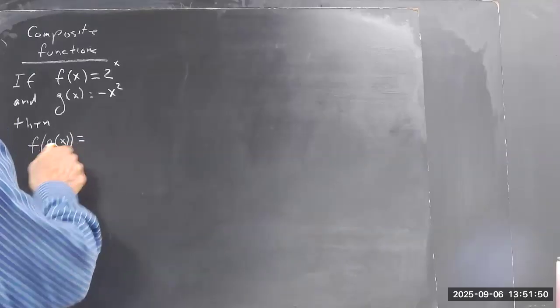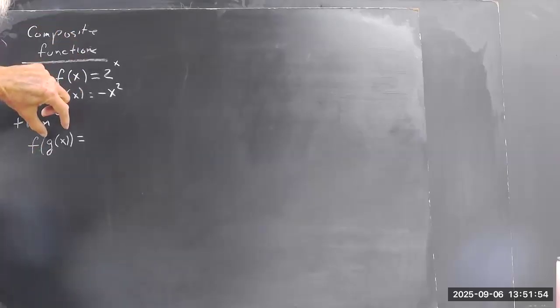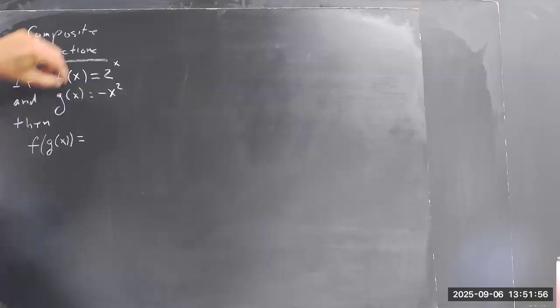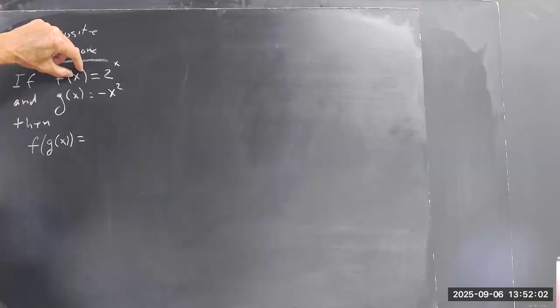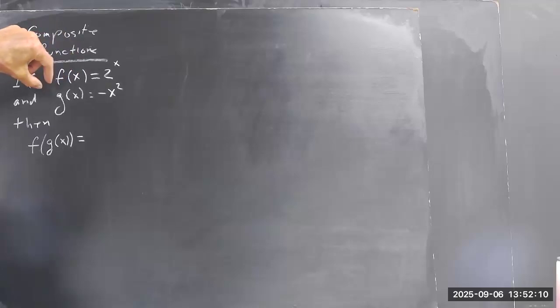f of g of x is what you get if you replace this x with g of x. Okay, replace x with g of x, and this becomes this. Now at this point in class, I would say, write this down. Let me walk around and look. I recommend you stop and write down what you think it's going to be. If you replace x by g of x here, what do you get here?